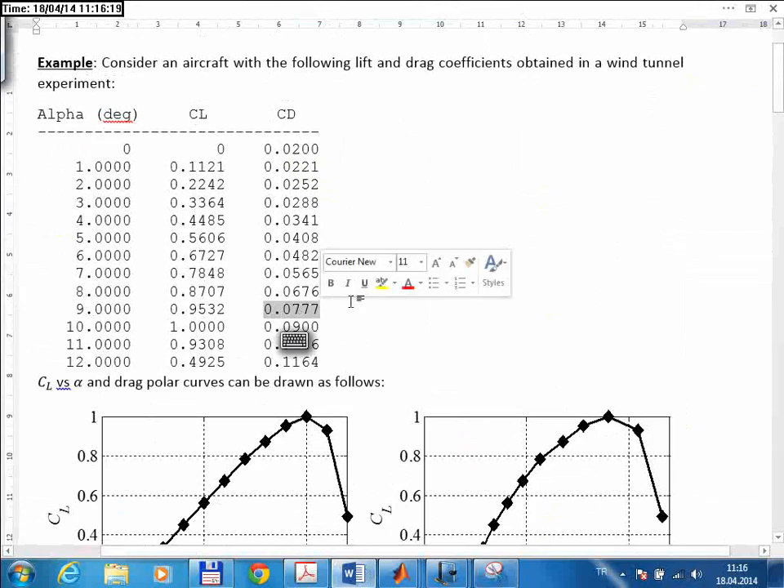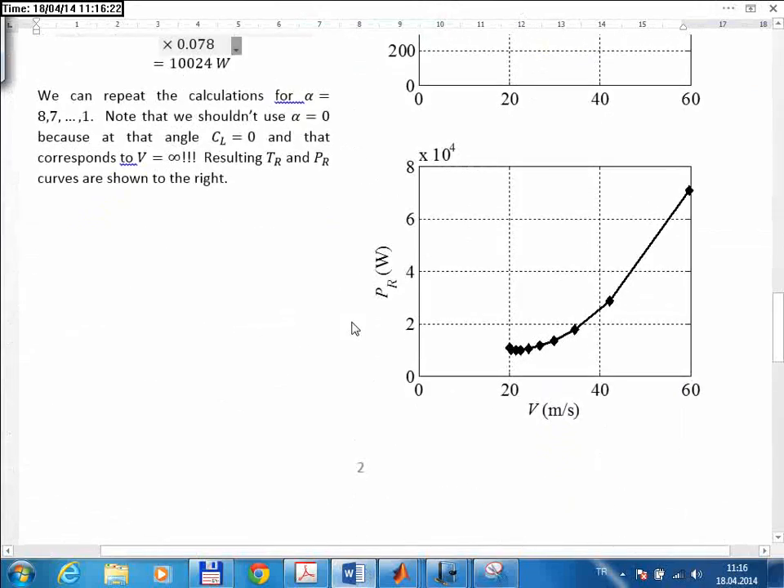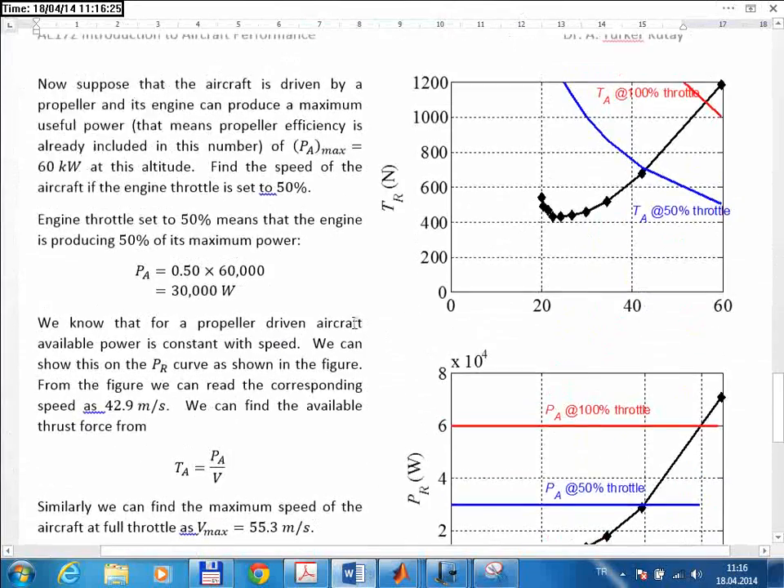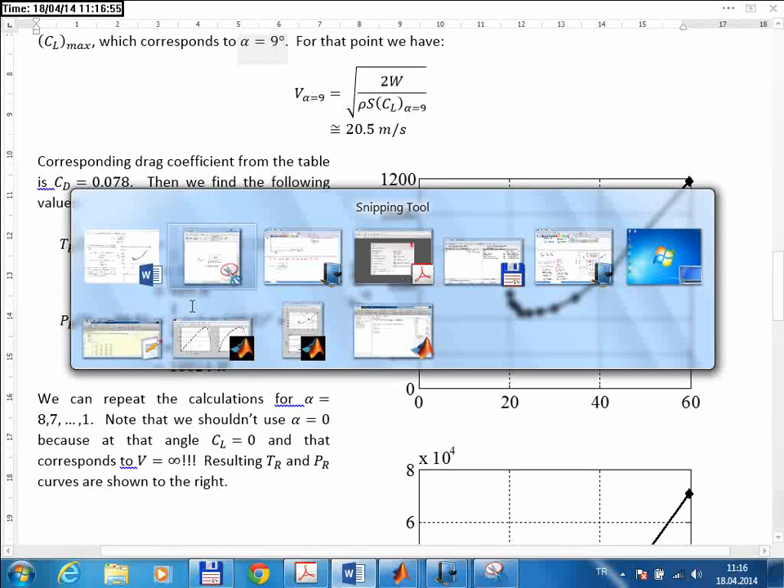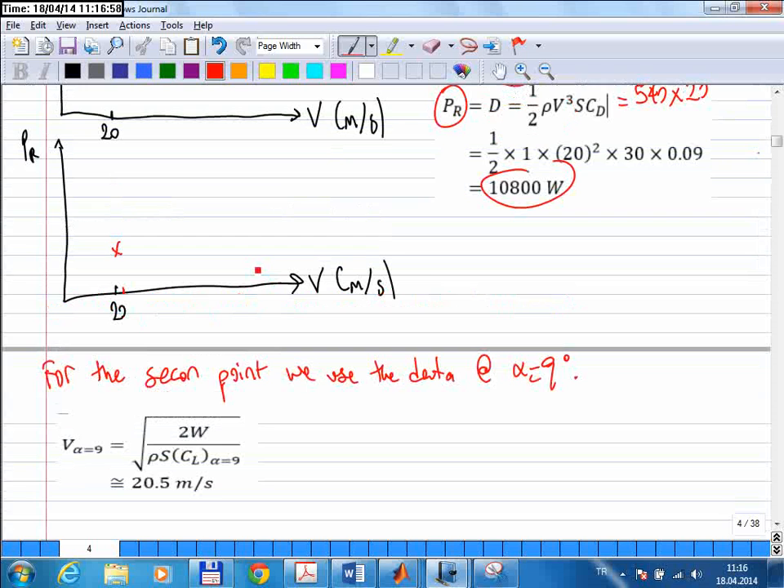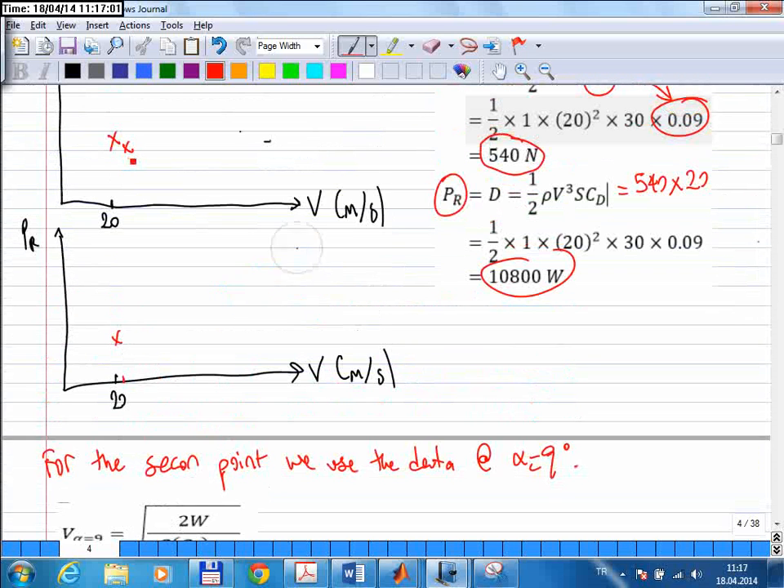By using this drag coefficient and the thrust required or drag equation, we find this much drag force or thrust required for that second data point. You should make sure that you use the correct speed value. In the previous point the flight speed was 20 meters per second, but for the second data point it's 20.5. So for thrust required we obtain this number, and for power required we obtain this number. We come back here and put these numbers next to the other one.